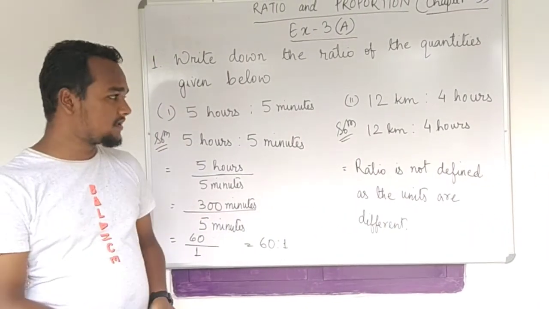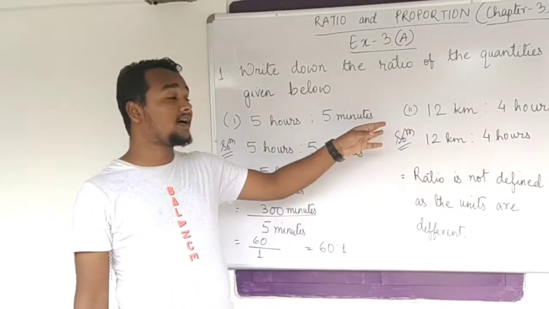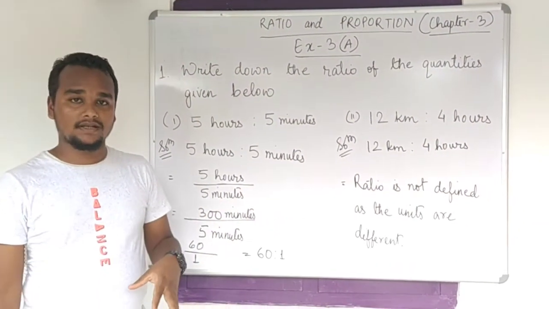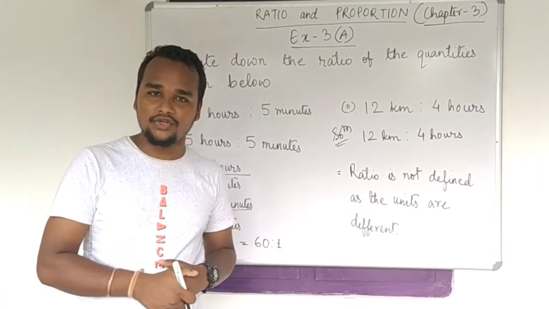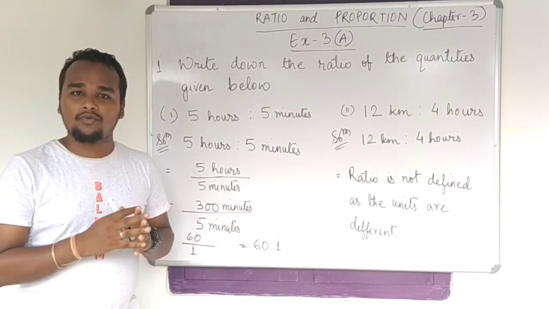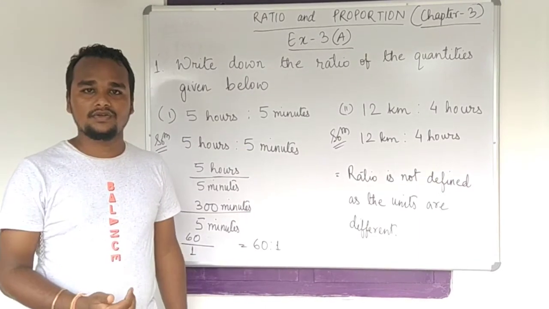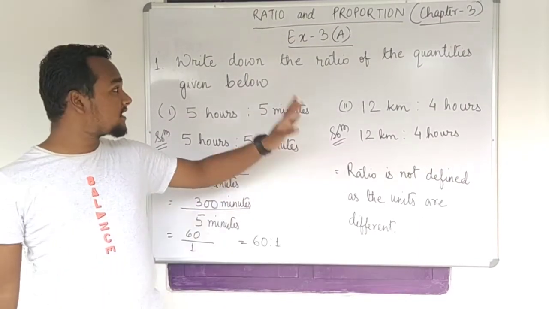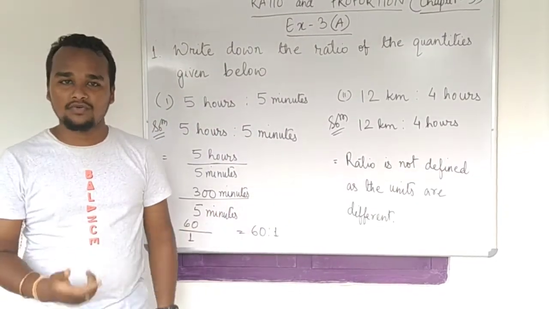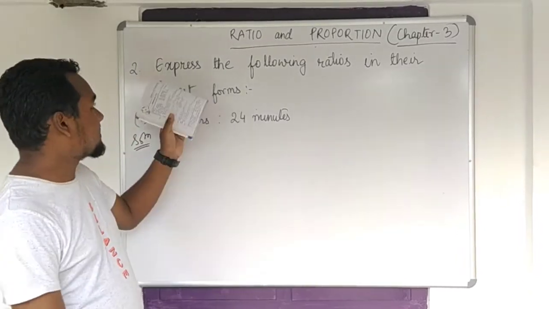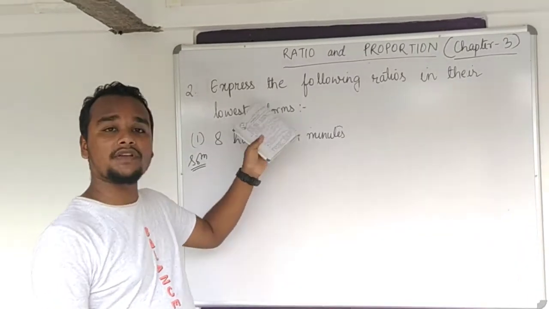So student, I hope you have understood how to take out the ratio of two quantities. The point which you should keep in your mind is, while taking out the ratio, you should ensure that the quantities given in the question have the same unit. The rest of the questions present in question number 1, you do by yourself, and we'll start question number 2 now. The second question of the exercise is, express the following ratios in their lowest forms.